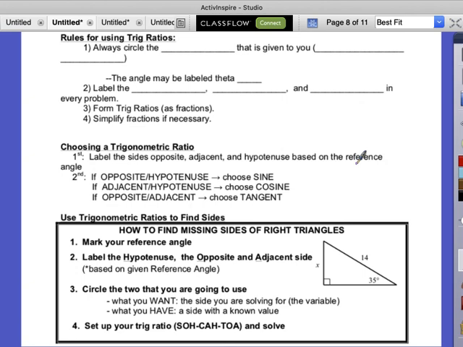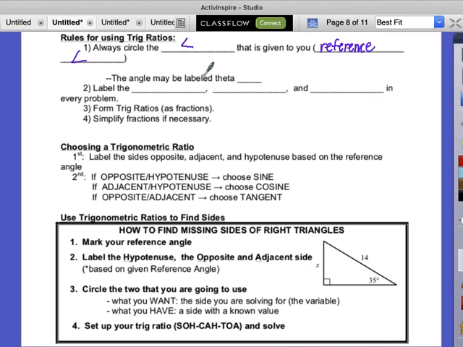That's good. Okay. Rules for using trig ratios. We're going to use these trig ratios, and we're going to have rules for using them. One, always circle the angle that is given to you, which is known as the reference angle. Start writing in reference angle now. Always circle the angle that is given to you, which we'll call our reference angle. So before, when we were finding sine, cosine, and tangent of angle B, we would have called that our reference angle. When we found sine, cosine, and tangent of angle A, we called A our reference angle.